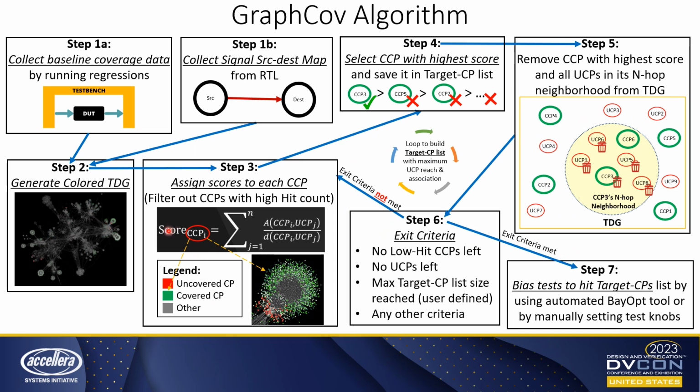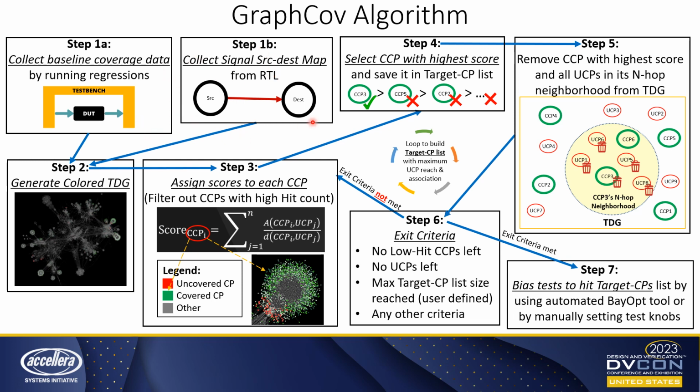Now that we have all the bits and pieces discussed, let's put everything together and see how the overall GraphCov algorithm works. The first step is to collect baseline coverage data by running regressions. We run tests on the GUT, collect the coverage data, merge it, and create the final end of project coverage report. This report contains information like which cover properties were hit and which were not hit, and what the hit count was for each of these cover properties.